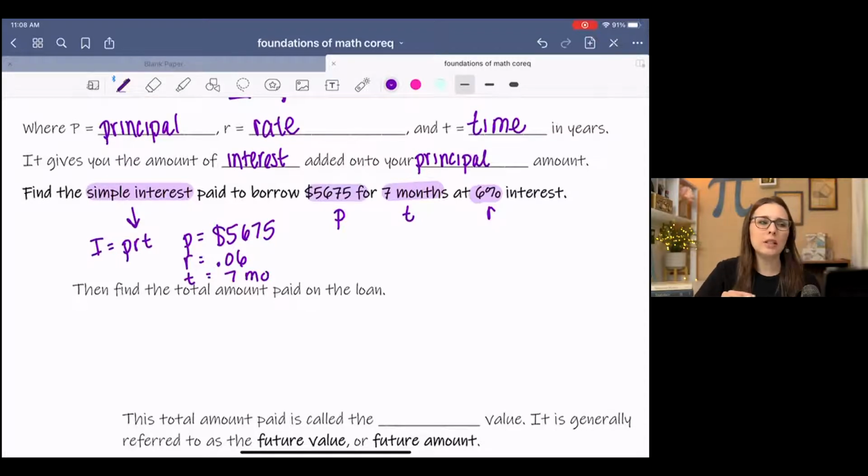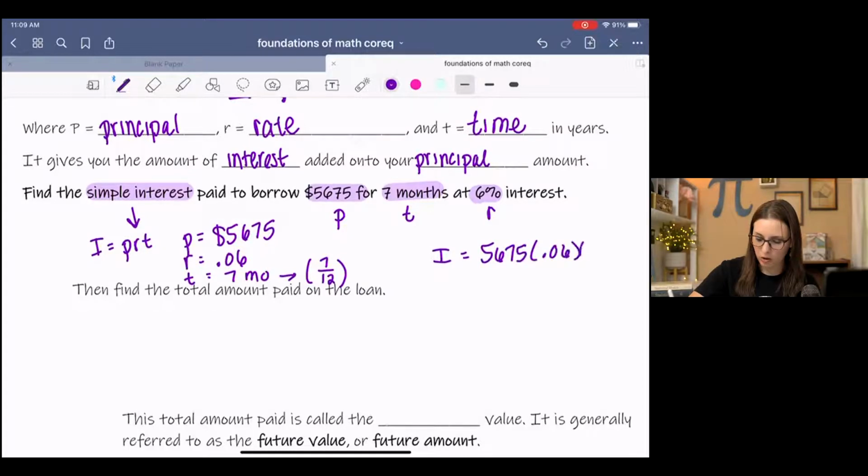We were given it in months, so we're going to have to convert that to years. If we're talking about part of a year, so 7 months out of 12 months, we can write that as a fraction, 7 out of 12. And then you can get that in decimal form if you want to. I'm just going to leave it as a fraction so that I don't have rounding error. And now I just plug it into my formula. P, R, T. And then multiply it out.